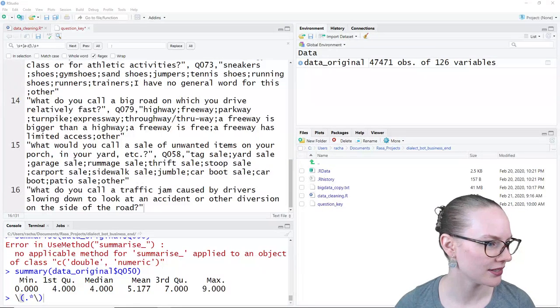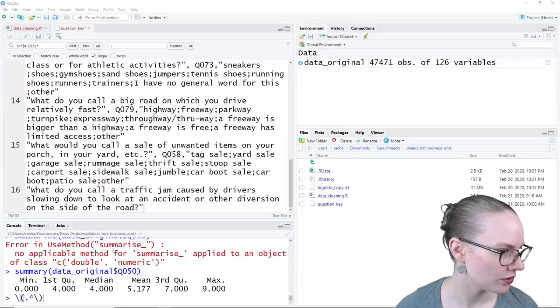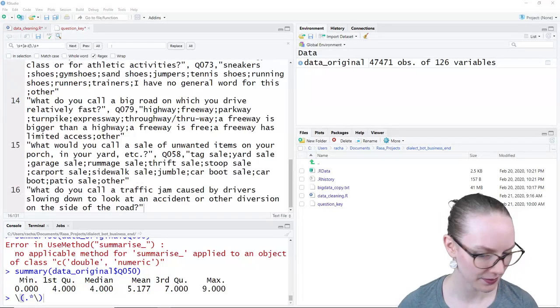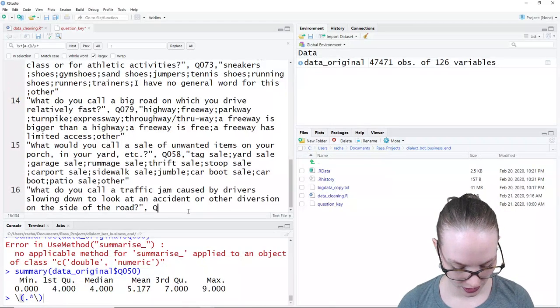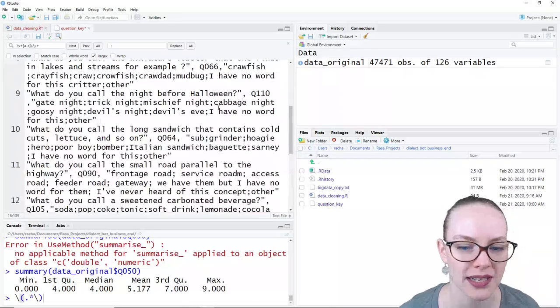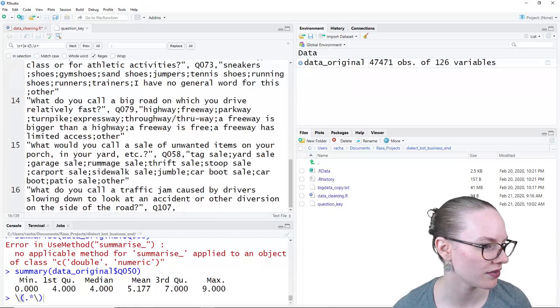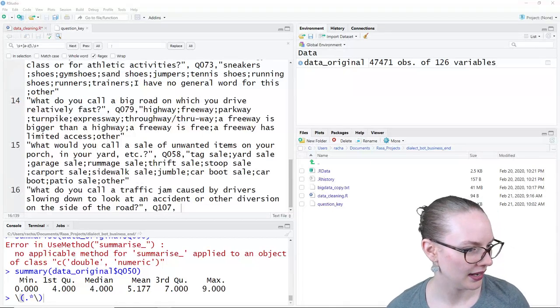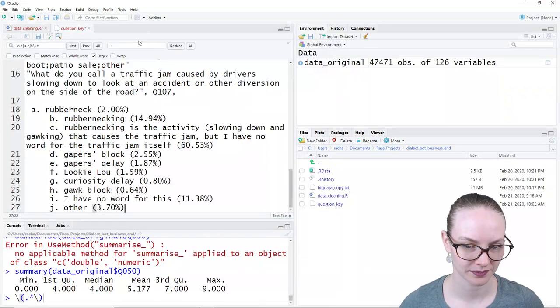Let's find traffic. And it is, nope, that's about a roundabout. There we go. It is question 107. Q107. And I'm almost certainly going to have missed one comma somewhere in here. So when we try to read this in as a CSV, we'll get some sort of thing.